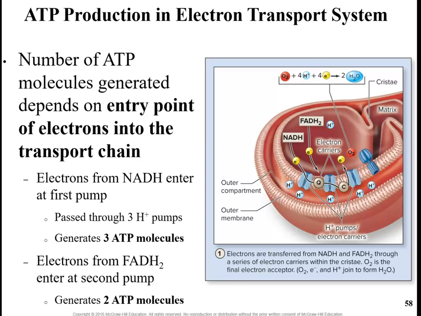So the number of ATP molecules that are generated in the chain depends on the entry point of electrons into the chain. Electrons from NADH enter at the first hydrogen pump, and go through 3 whole hydrogen pumps. That generates 3 ATP molecules, whereas electrons from FADH2 enter at the second pump, so it only generates 2 ATP molecules. So NADH is slightly more energetic than FADH2 as far as the ability to transport electrons and create ATP.